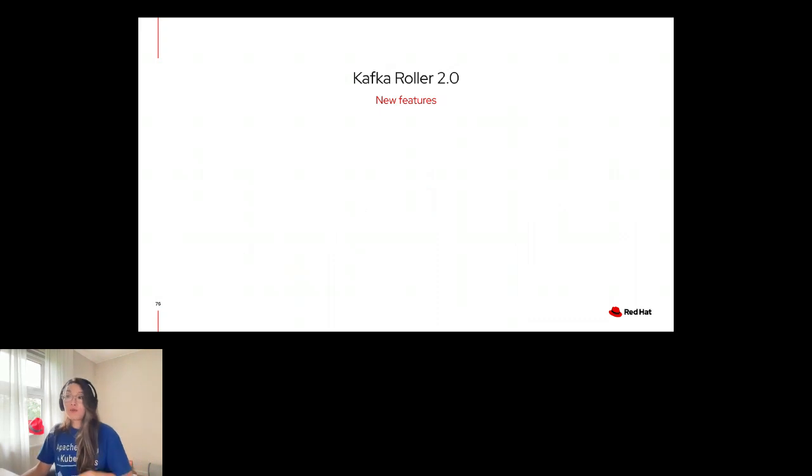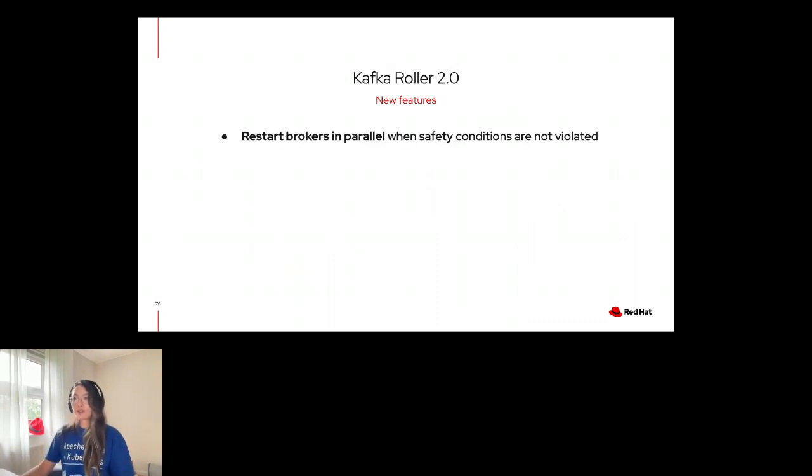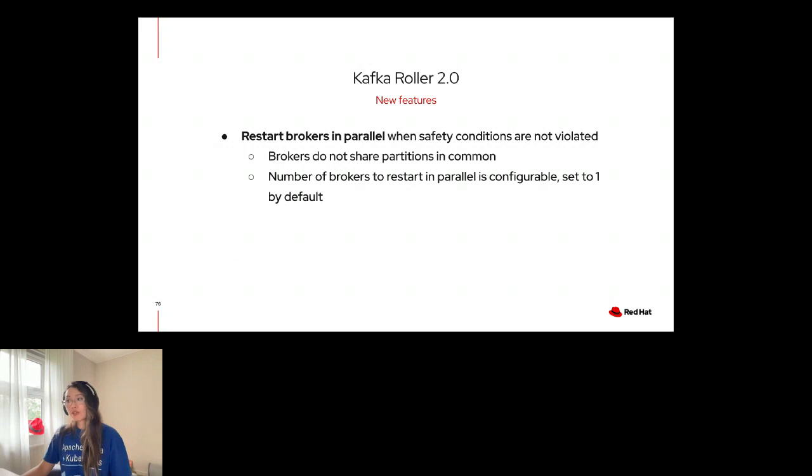So let's take a look at the main new features that KafkaRoller 2.0 is bringing. One is being able to restart brokers in parallel when the safety conditions are not violated. On top of the availability check that we already do, we also will make sure the brokers we're restarting together do not share partitions in common. So we make sure the topic availability is not impacted. And the user can define how many brokers they want to restart in parallel. This will be set to 1 by default, meaning by default you have the original behavior of restarting 1 broker at a time. And this only applies to broker nodes.